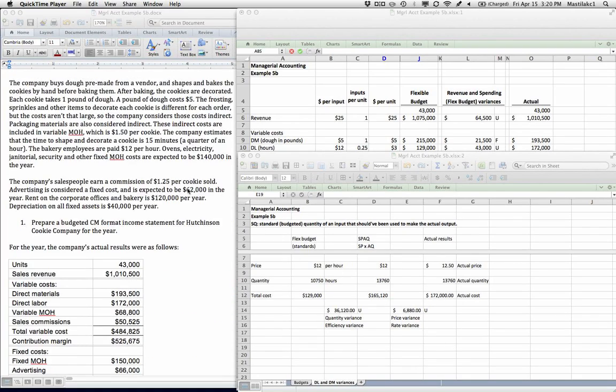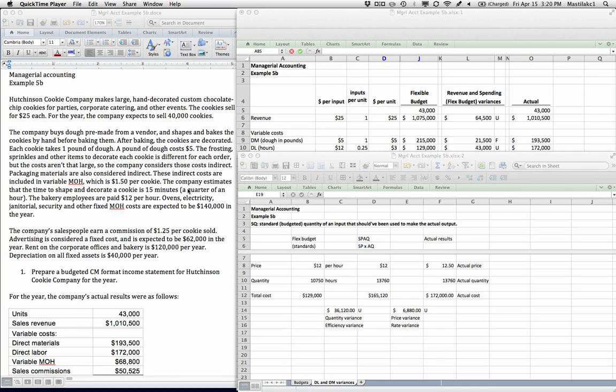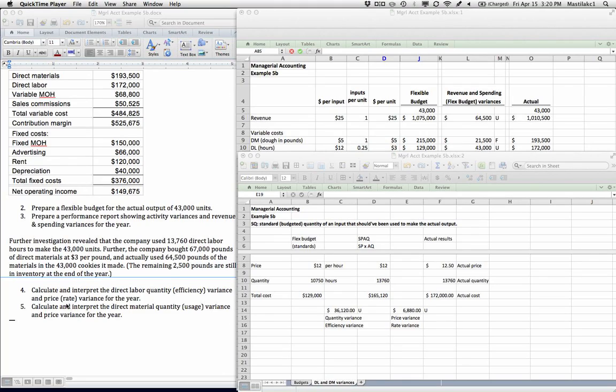Managerial Accounting Example 5B, continued. We're going to look at requirement 4. Calculate and interpret the direct material quantity or usage variance and price variance for the year. So just as with before, we looked at why direct labor cost was different from the flexible budget. We're now going to look at direct material cost and see why that is different from the flexible budget.